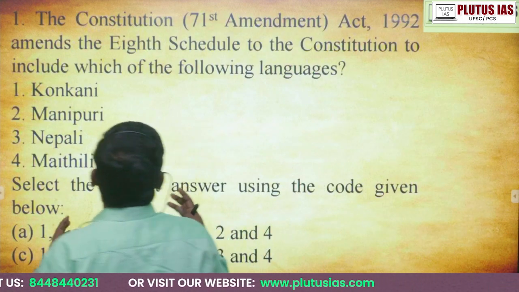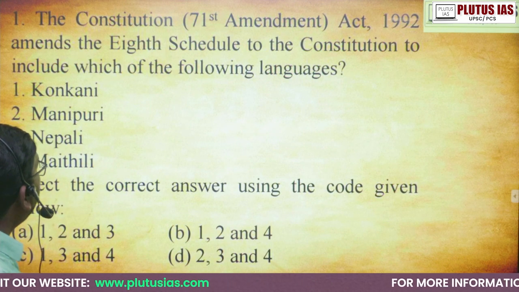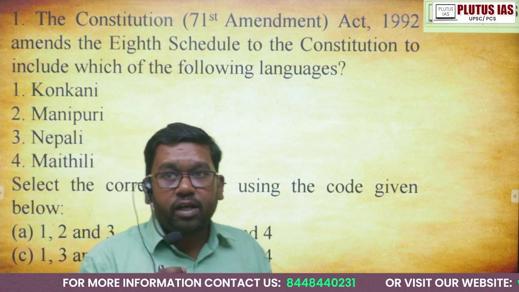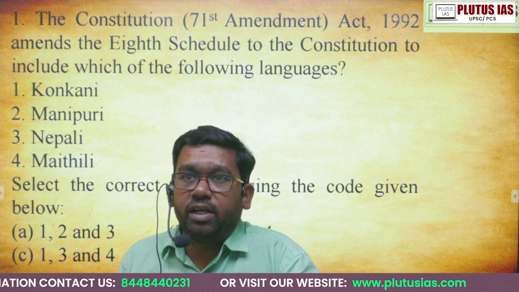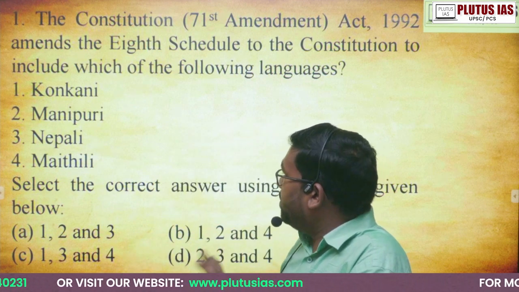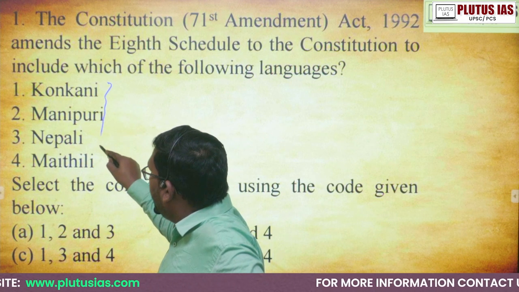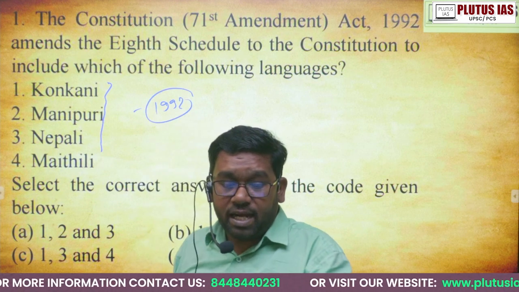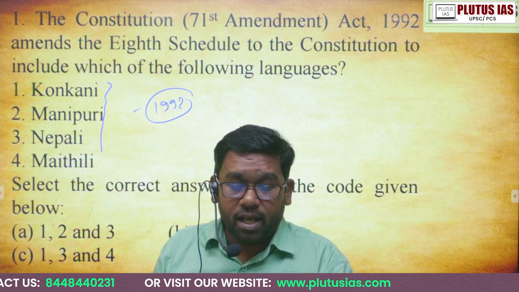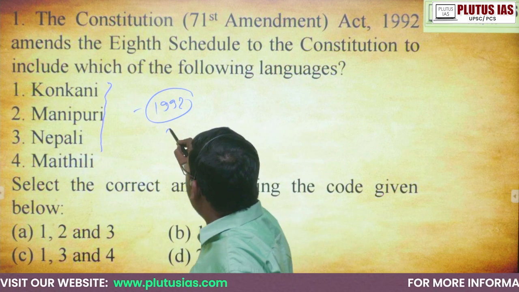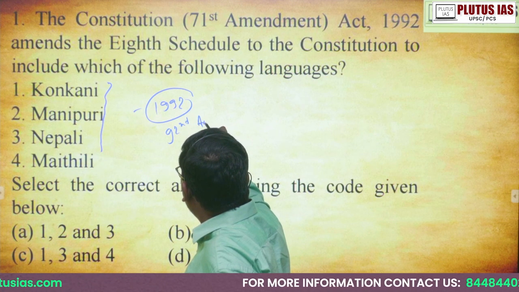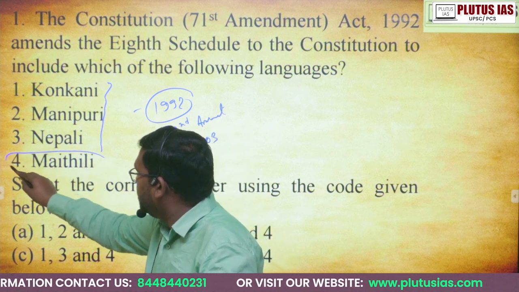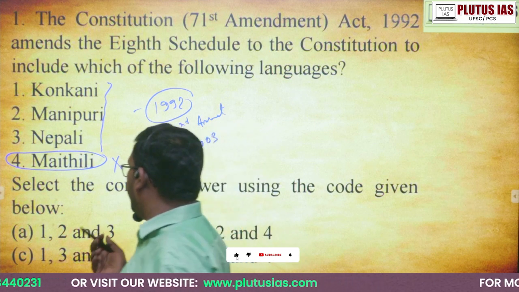The question is: the Constitution 71st Amendment Act 1992 amends the 8th schedule of the Indian Constitution to include which of the following languages? You know that there are 22 scheduled languages in the 8th schedule of the Indian Constitution. In 1992, when this was amended, these three were the languages which were added, whereas the Maithili language was added much later. So Maithili will not be our answer because it was added through the 92nd amendment held in 2003. So this will not be our answer. So we can see this one, 4, where is 4 not there?